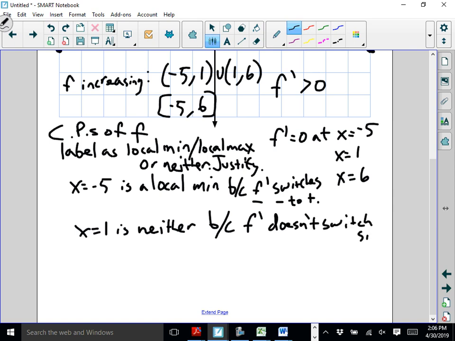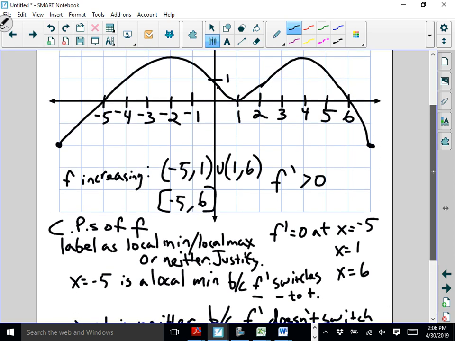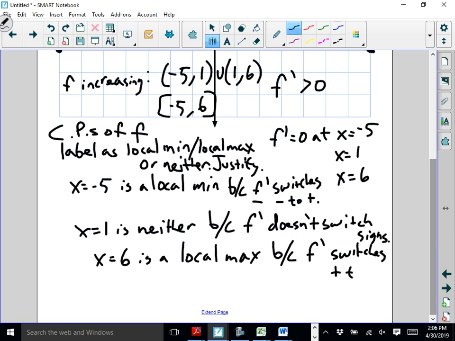That means x equals 6 is going to be a local maximum, because f prime switches from plus to minus. Even if they ask you to explain 3 different critical points, carefully state out f prime each time. Okay. Next question.